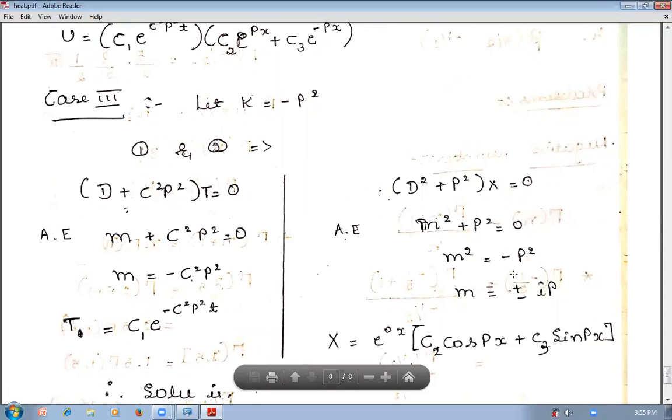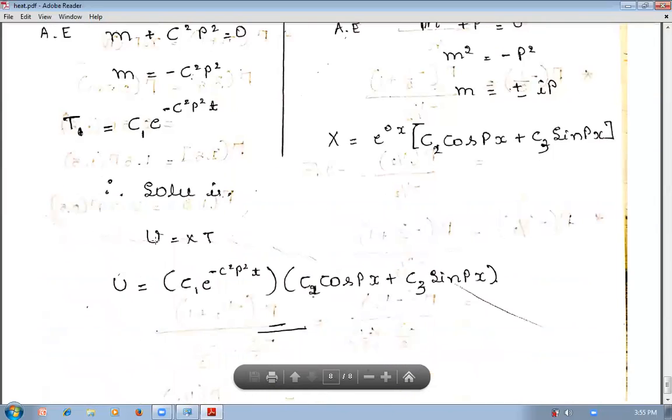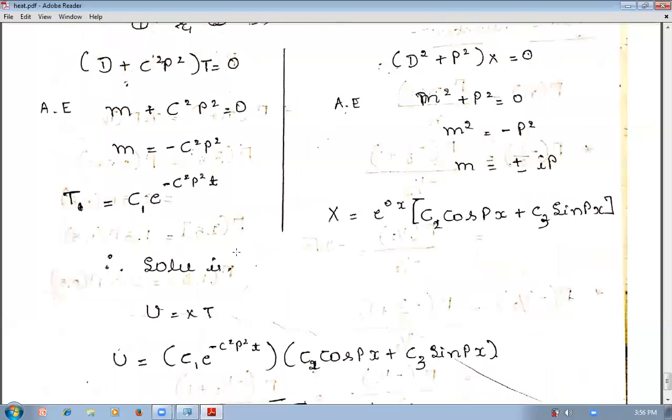If we solve this equation, we obtain imaginary roots. m = ±ip. So the solution is e^(0x)(C2 cos px + C3 sin px). Next, write the solution. u = X·T. Put the X value and T value, or T into X. This is the general solution for the one-dimensional heat equation.